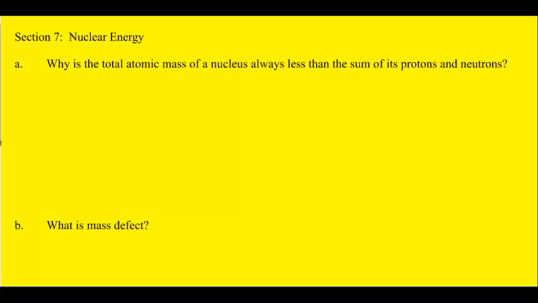Everybody, welcome back. This is Unit 3, Lesson 6, and we're in Section 7 in our notes on nuclear chemistry. What we have to talk about in this section is really what makes nuclear reactions different from the rearrangement of atoms in ordinary chemical reactions.